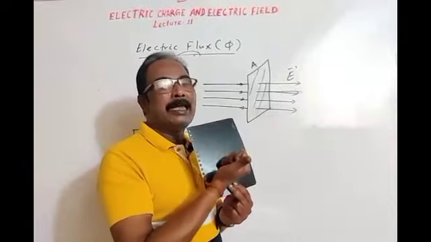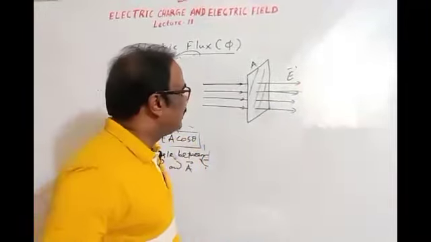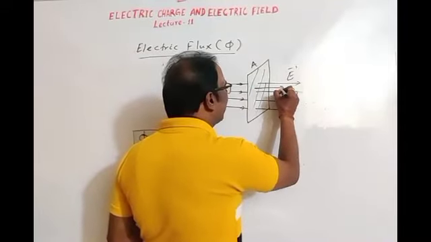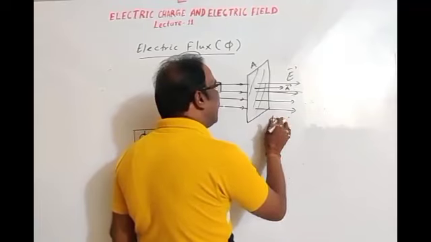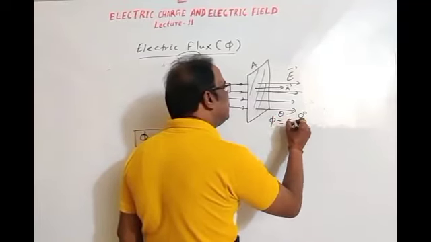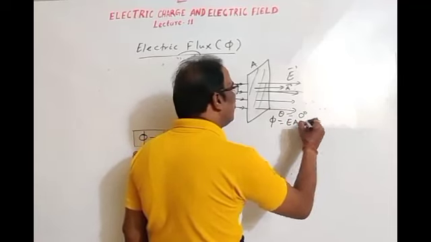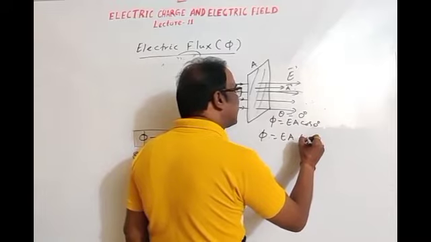This is the surface. The area vector is perpendicular to the surface. Okay, then in this case, this is the direction of the area vector. This is the direction of the electric field here. The angle between the electric field and the area vector is 0 degrees. So flux is EA cos 0, which means flux is EA, the maximum.